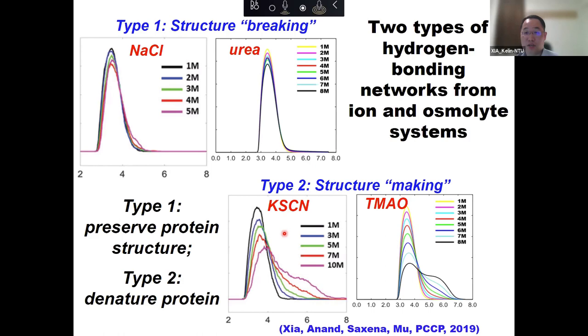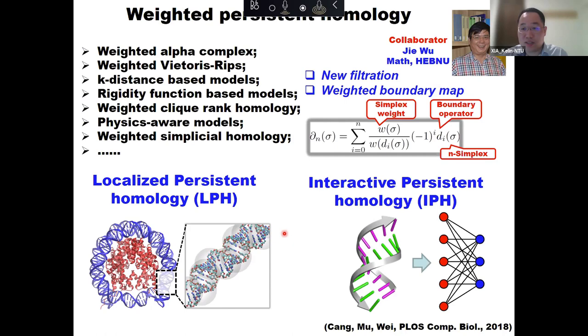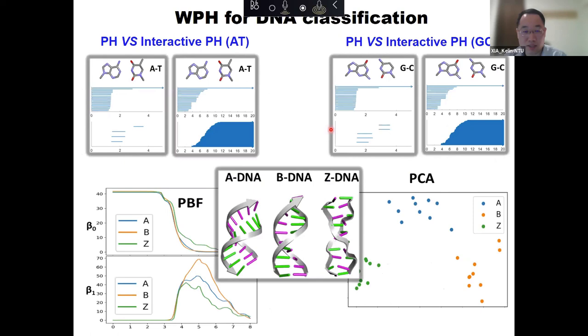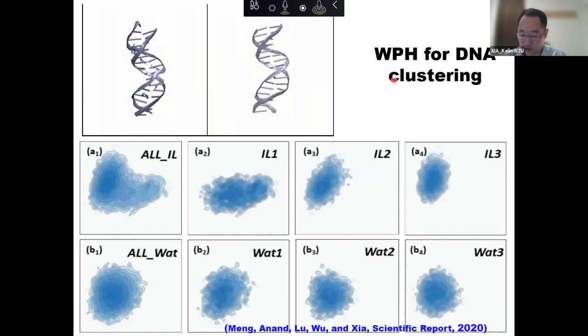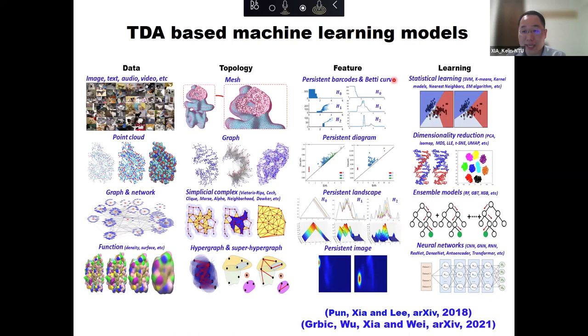And another thing is that we try to play with a weighted structure in the boundary operator, and then use it to classify certain A, B, Z DNAs and also DNAs in different ion concentrations. Here, I'll just quickly jump over that. What we try to do here is again to use the barcode as a fingerprint, and see if we can connect it with certain biological properties, trying to establish a topology-function relationship, to see if our topological information can be directly used to deduce or identify certain functions.